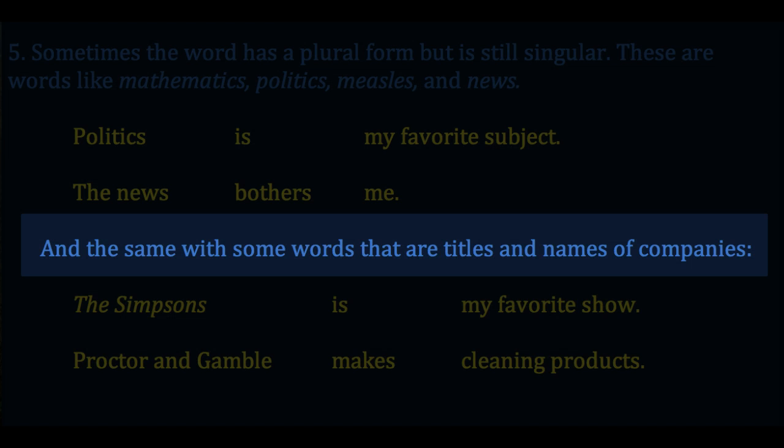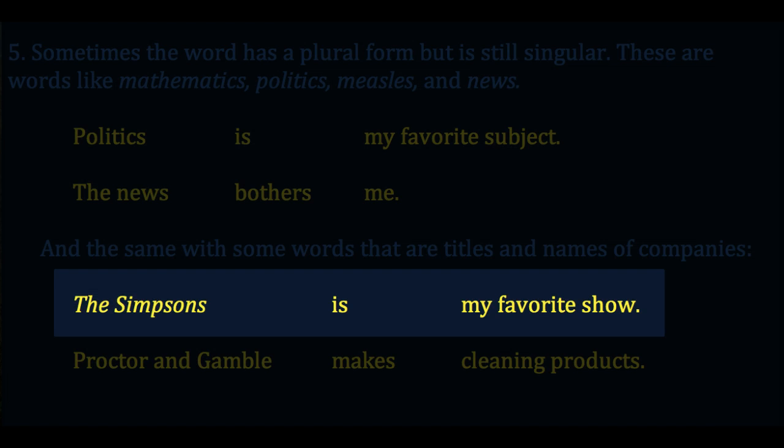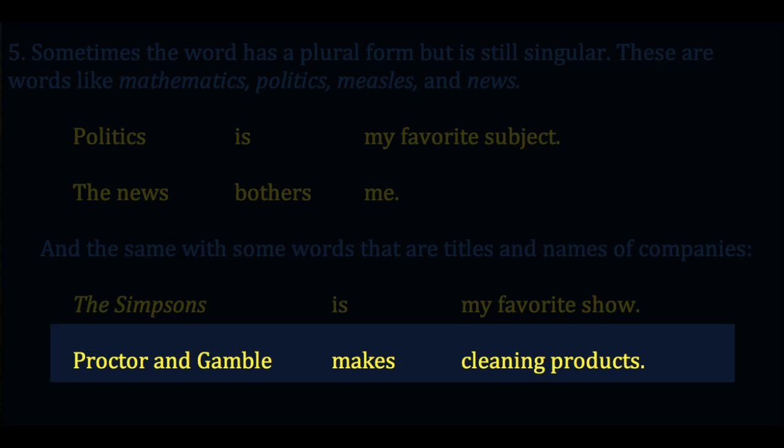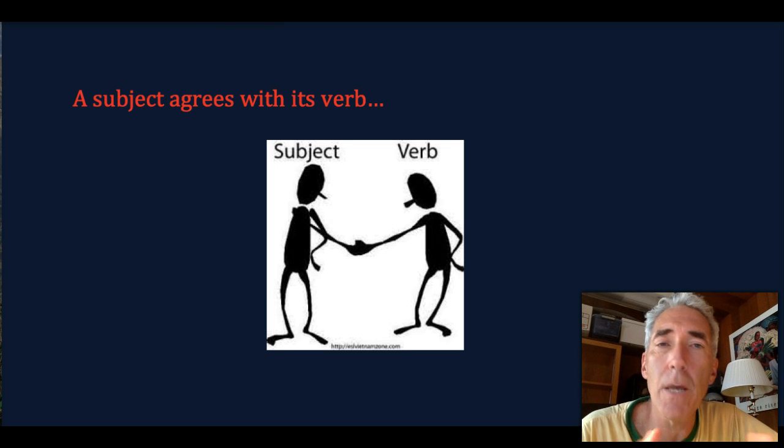The same with some words that are titles and names of companies. The Simpsons, it ends in S, but it's one television show, so it's singular, and the verb is singular. Procter & Gamble makes cleaning products. Procter & Gamble, yes, it's 2 words, but it's one company, therefore it is singular, the verb is singular. And so it is that the subject agrees with the verb. Most often, it's self-evident, it's easy, but as this tutorial is pointing out, there are lots of complex situations.